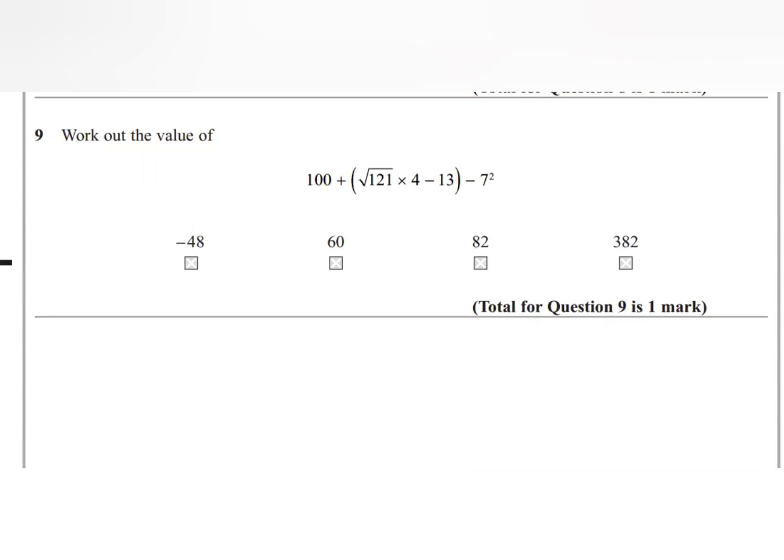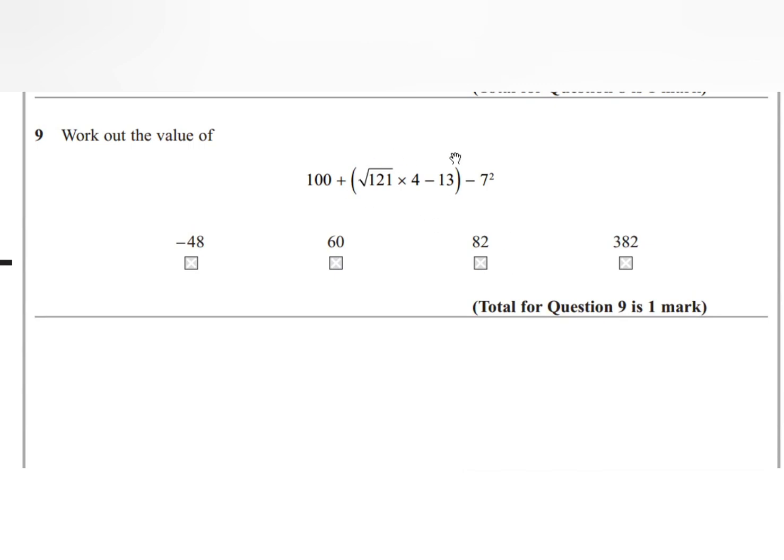Question 9. Work out the value of this. As we said, if it comes in a multiple choice question, you can do it directly with a calculator. And if it's in section B, you have to do the steps. Now let me do the steps so you understand every single one of them.